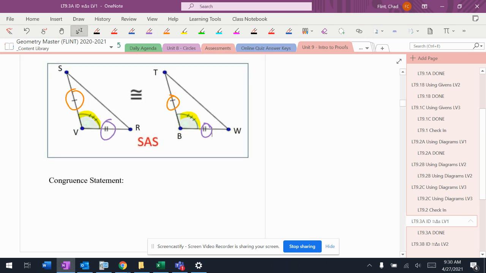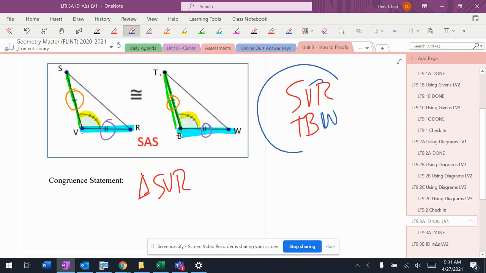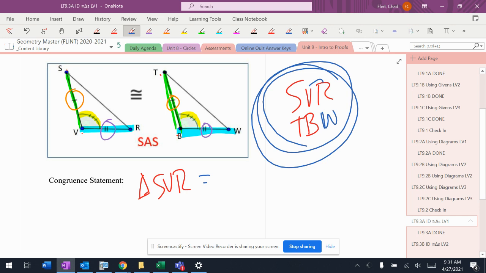Okay, congruent statements. Let's write this down. The first one doesn't matter. All right, so triangle SVR. And I like to write over here on the side like a little scratch to figure this out. So SV, and this is how I typically do it, SV has to match up with TB. So S to V matches up with T to B. So I'm going to put TB. And then I'm going to make sure that that makes sense for the other one. So VR is supposed to match up with DW. So VR matches up with DW. And sometimes I'll have to flip some letters around. But that works. So triangle SVR is congruent to triangle TBW.